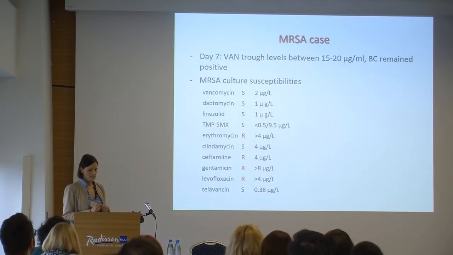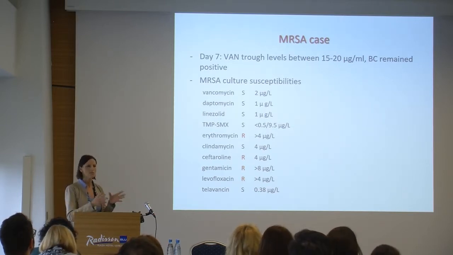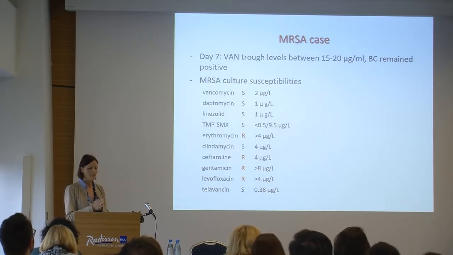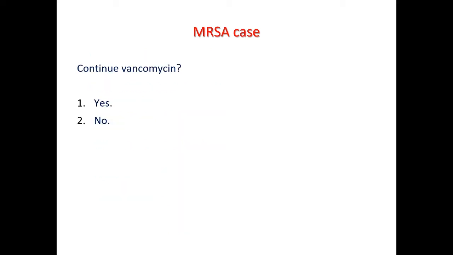Now, on day 7, his blood cultures remained positive. So this is the patient with MRSA, with a vancomycin MIC of 1. And on day 7, the blood cultures remained positive. The trough levels of vancomycin were within the wanted range. But this time, the MRSA cultivated from the blood showed this type of sensitivity results. The vancomycin MIC was 2 this time. And the MIC for daptomycin was also at the upper limit of the sensitivity range.